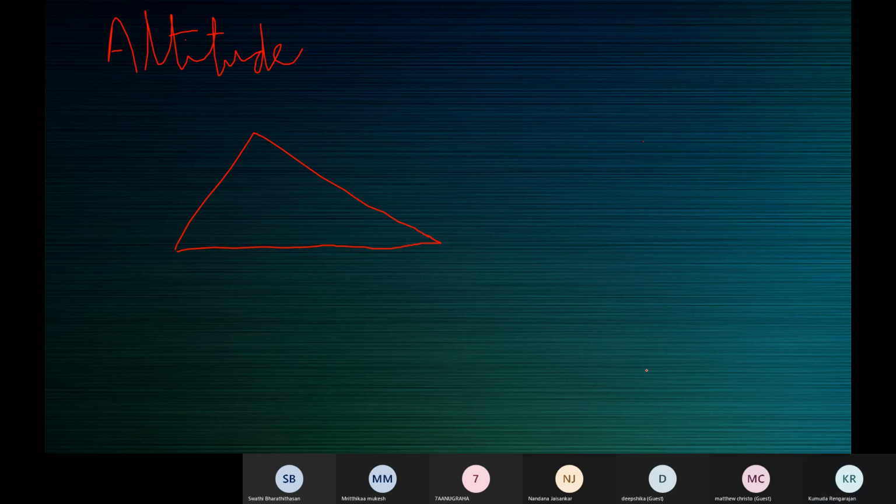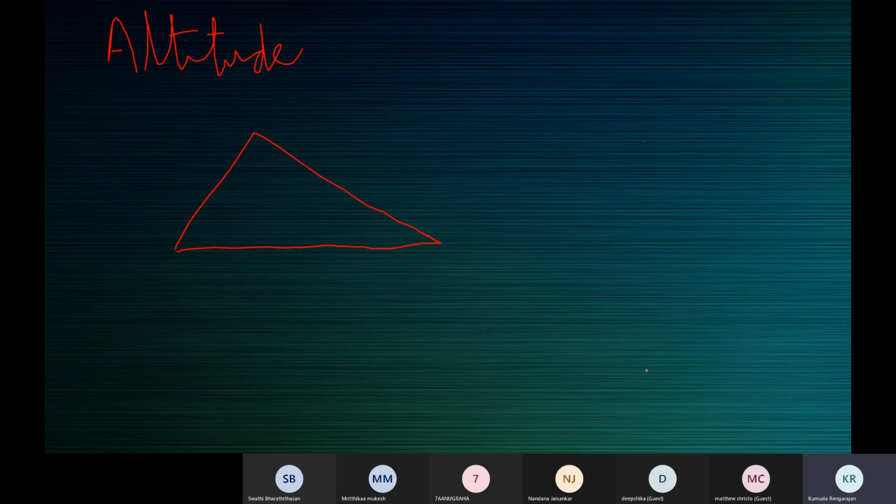Ma'am, because the sum will not be equal to 180. Okay. If I say 40, 50 and 80... No, 40, 60 and 80. The sum is 180, no? I have a doubt.